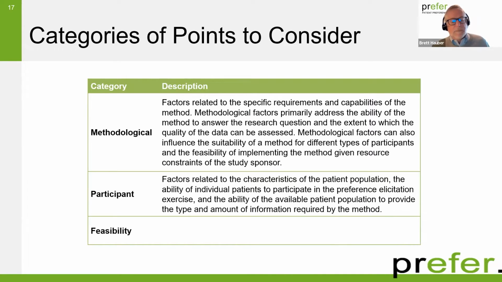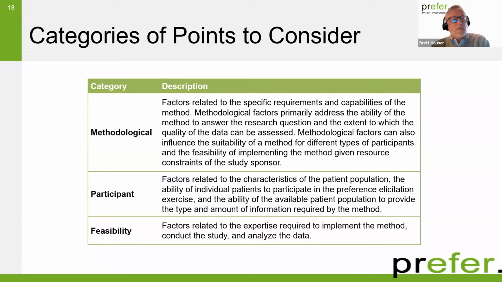Next. Patient or participant factors describe the interaction of the sample in 2 ways. First, the ability of individual patients or participants to actually complete the task, and this often has to do with the cognitive ability of the patient and the complexity of the elicitation task. And it also has to do with the ability of the patient population to provide the necessary information. And that often involves the size of the sample, the diversity of the sample, and the access to patients to complete the exercise.